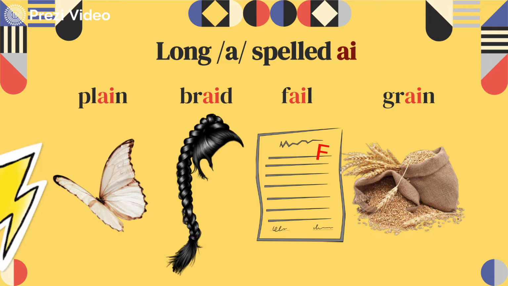Number 3, I have the word fail. Fail is like when someone fails the test. It means like when you get an F on the test. And the last one is the word grain. Grain can be wheat or rice or lentils. So this is, we call it grain.